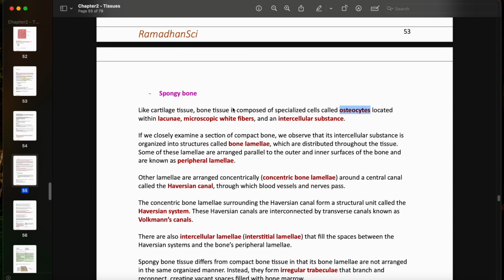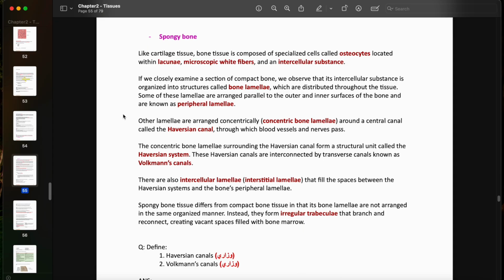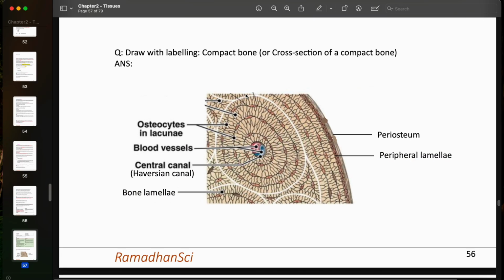The bone tissue also contains microscopic white fibers and an intercellular substance. If we closely examine a section of compact bone, we observe that its intercellular substance is organized into structures called bone lamellae. Let's look at the picture here. So these are the bone lamellae we can see.